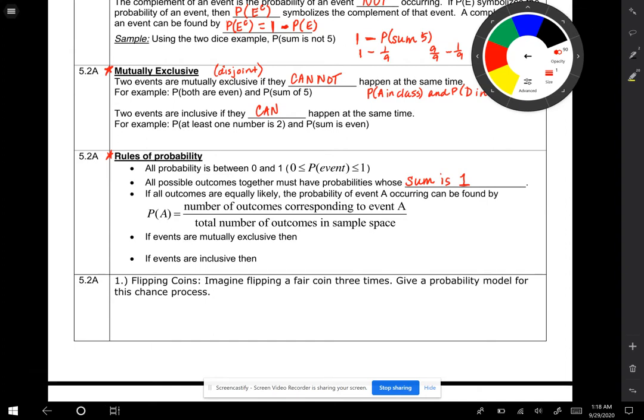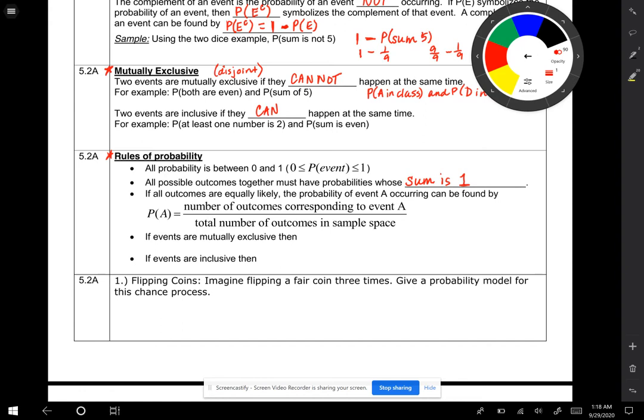If all outcomes are equally likely, like in the fair die example, the probability that event A occurs is equal to the number of outcomes corresponding to event A divided by the total number of outcomes in the sample space.